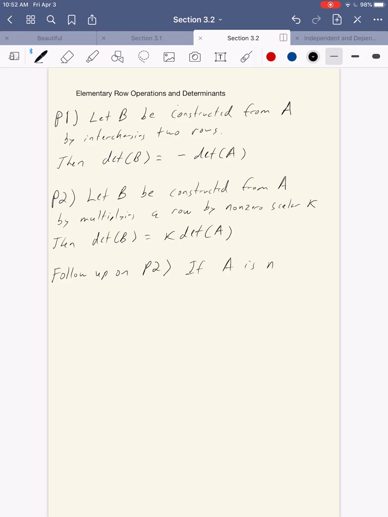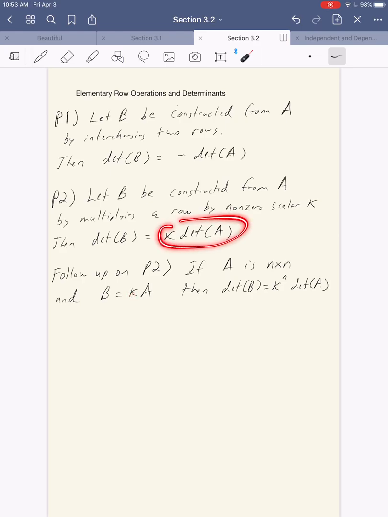If A is n by n and B equals kA, then, okay, this is basically saying if you've got an n by n matrix, and B isn't just a single row multiplied by a non-zero scalar, but the entire matrix multiplied by that non-zero scalar, then this determinant property will happen n times because there are n different rows. So the determinant of B is actually k to the n times the determinant of A. If you multiply a single row by a scalar, you multiply the determinant by one factor of that scalar. If you multiply every row, so the entire matrix, by a scalar, then you do this operation n times, and so you get k to the n times the original determinant.